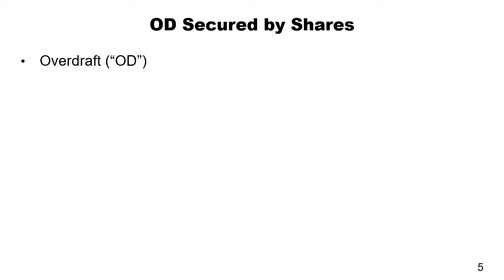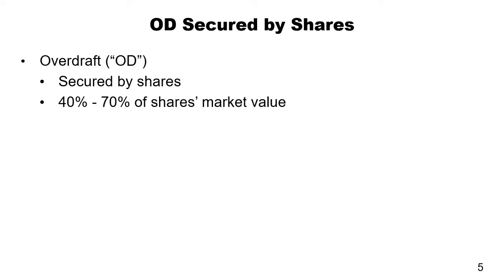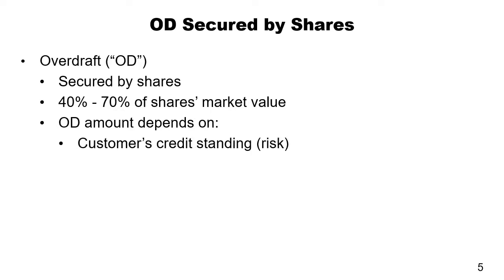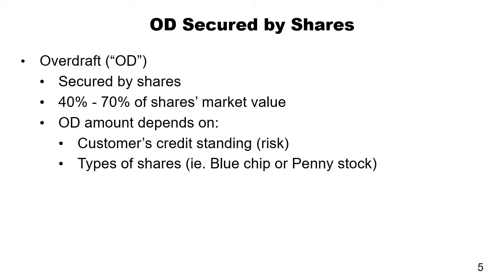Overdraft is secured by shares. You can secure up to 40 or 70% of the share's market value. The OD amount depends on the customer's credit standing and the types of shares, either blue chips or penny stocks.